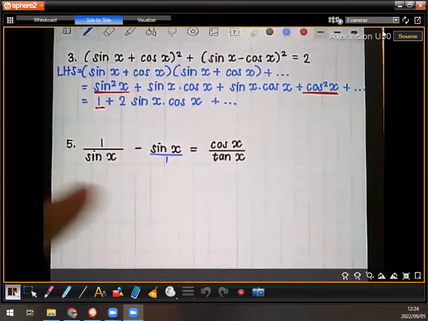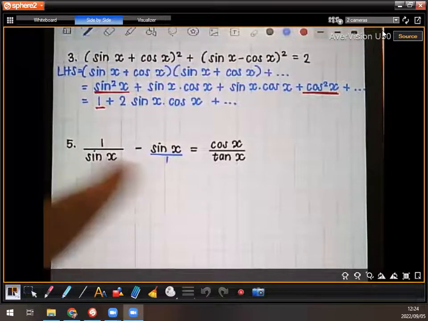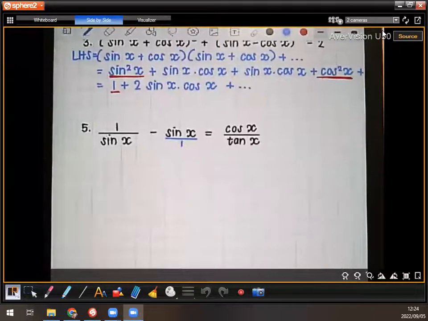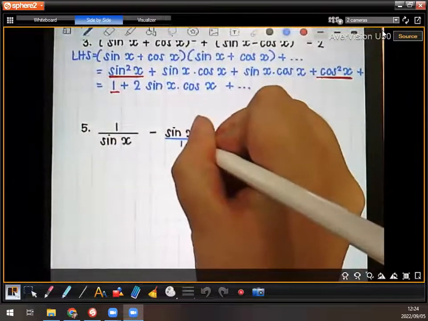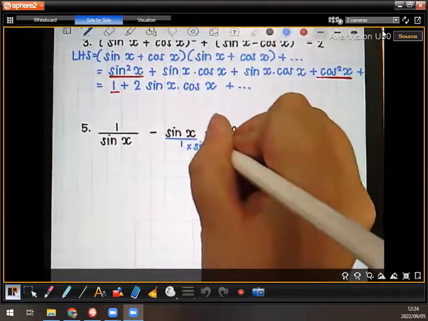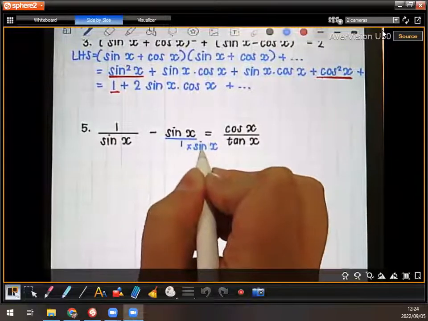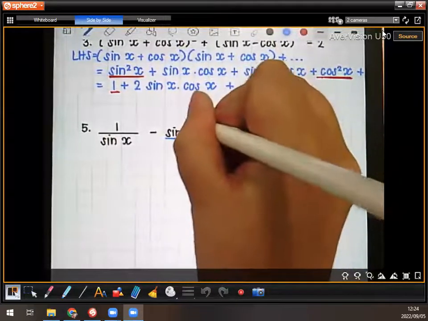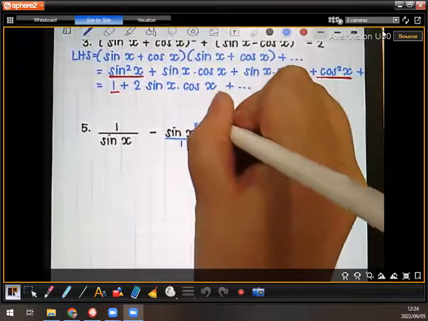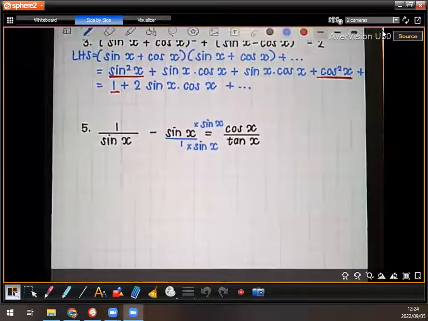Times by sin x, okay? What's 1 times sin x? That's just going to be sin x, okay? So here, you're going to have to times the denominator by sin x to make it the same as the other one. But then can I just do that at the bottom? No, I have to do it at the top as well. Right? Then you can put it together as one fraction just with one denominator of sin x. And then go from there.